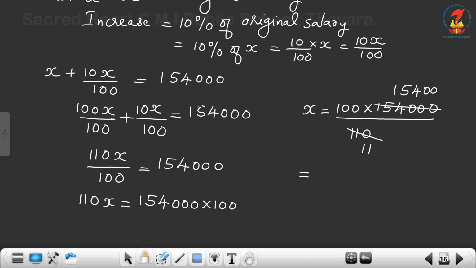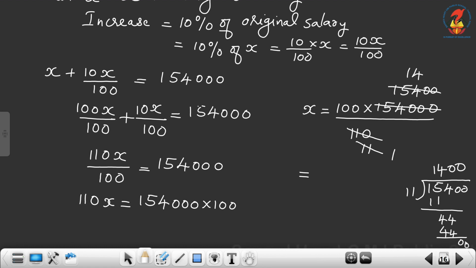Therefore, now look at that, can we cancel 15,400 with the 11? 15,400 divided by 11: 1 time 11, 4 times 44, then 0. So 1,400. So 100 into 1,400.